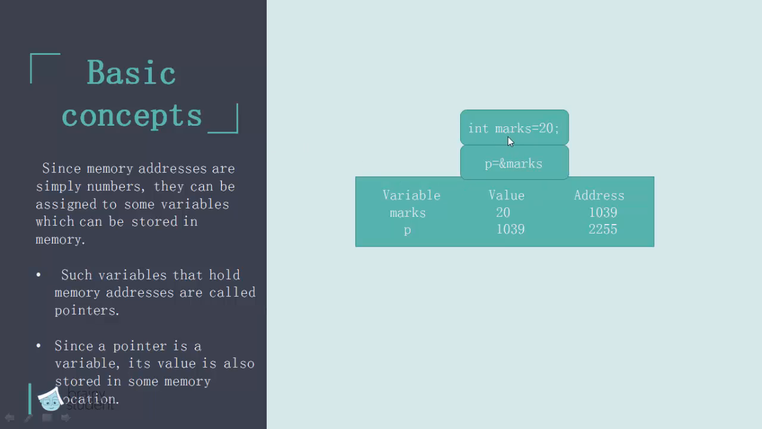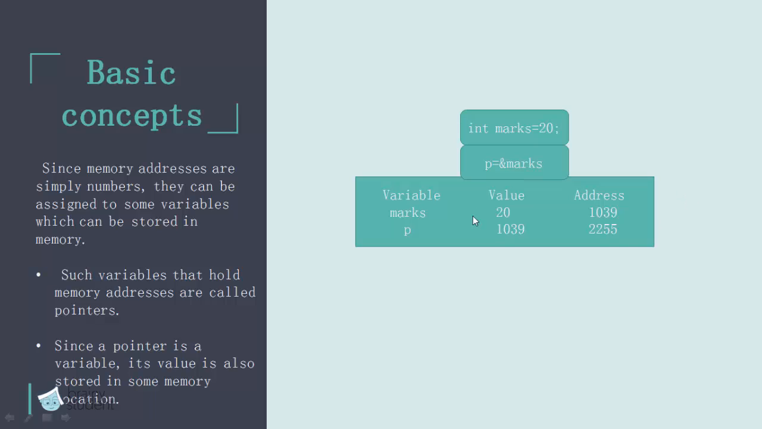If I'm assigning a variable marks of integer type with value 20, I have to write int marks is equal to 20. Fine. Let us suppose I have a variable p. Now what do I have to do to assign the address of marks to p? We know that we have an address-of operator. The address-of operator is used to assign the address of any variable to another variable. It is also known as a reference operator. The address that locates a variable within memory is what we call a reference to that variable, right?